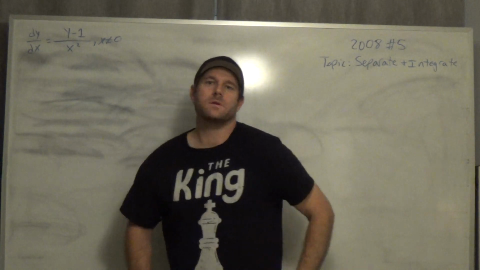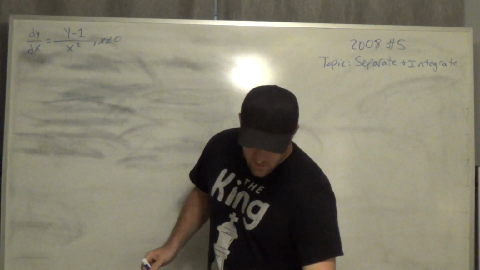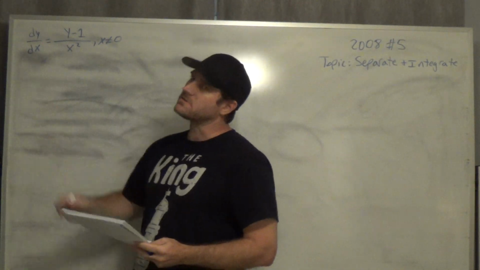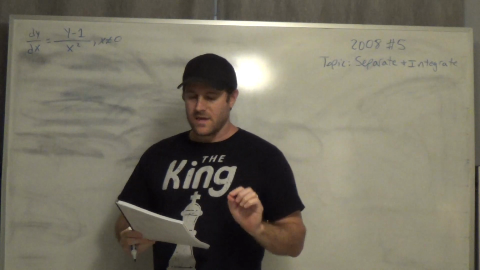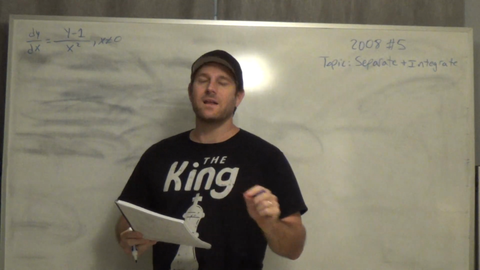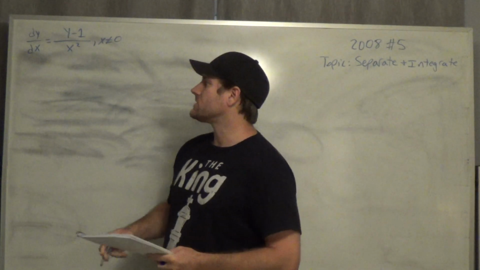And now we're at part B. A ton of points are here for part B. It's a separate and integrate. So let's go ahead and look at what we have. This is what we have, and they ask us, now they don't say separate and integrate. They say find a particular solution y equals. When you see find the particular solution, find y, that's when we have to separate and integrate.